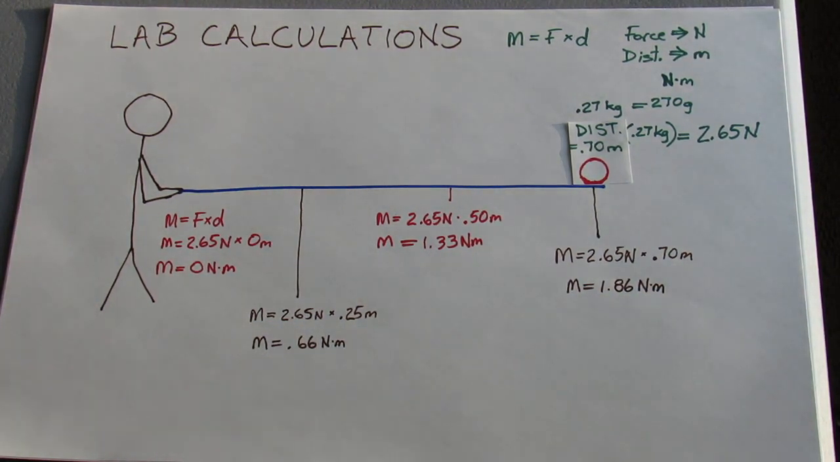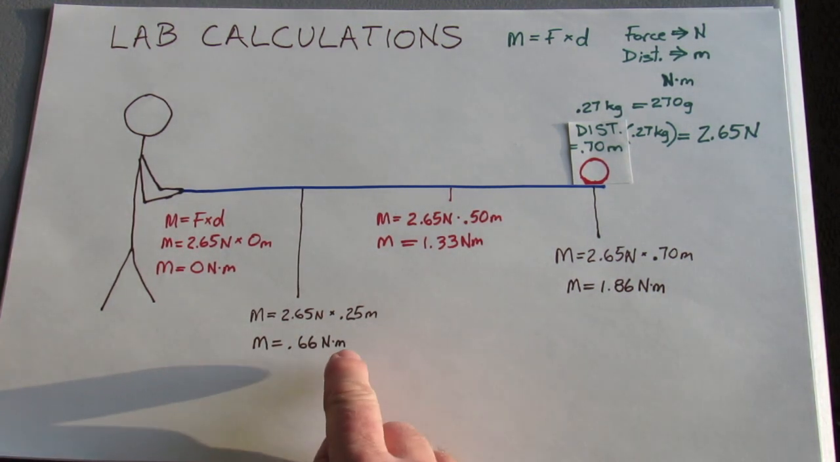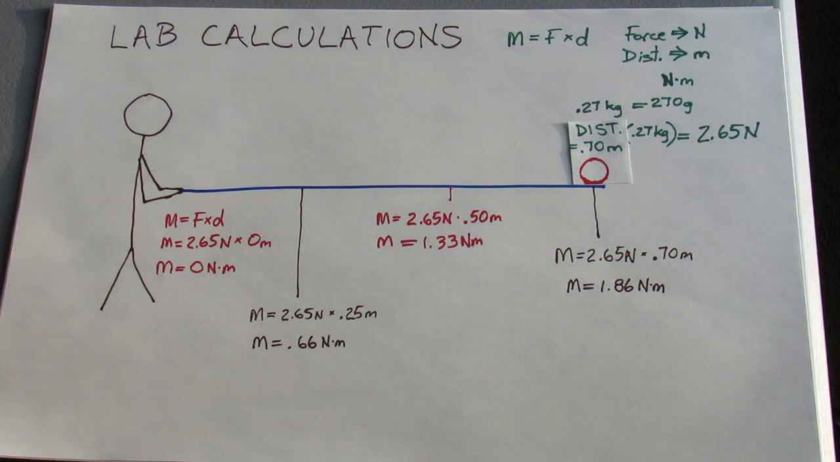You could work this same thing out in English units. Your force would be in pounds and your distance would be in inches, and your unit for moment would be pound inches or inch pounds.